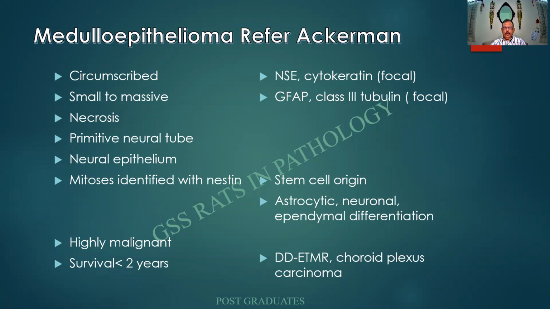There were a few tumors which are clubbed together because they are all of stem cell origin. Astrocytic, neuronal, ependymal are all modes of differentiation. Hence you get different tumors. But they are all of a stem cell origin. Highly malignant, the survival rate is for a period of less than 2 years. And the differential diagnosis is a choroid plexus carcinoma or an embryonal tumor with multiple rosettes or multi-layered rosettes. These are the markers that are there. Kindly go through them.